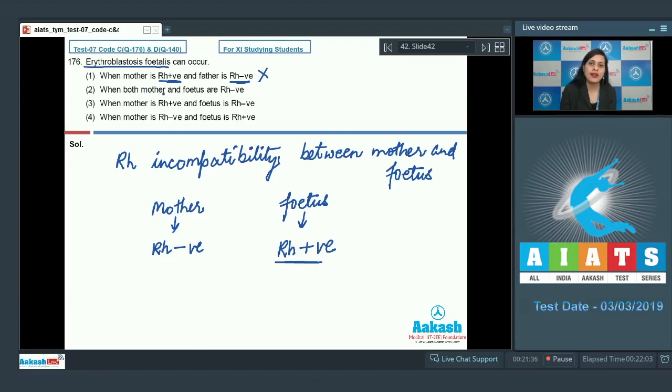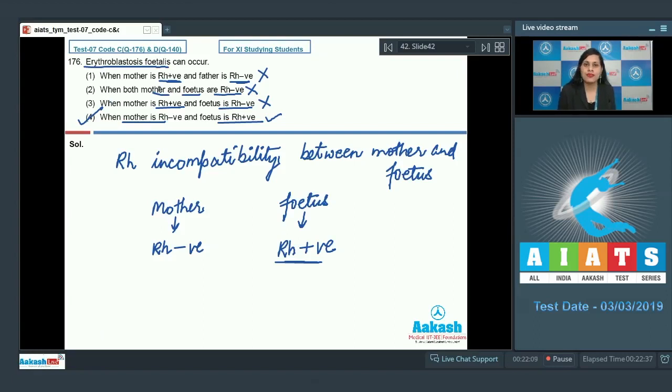The next option is when both mother and fetus are Rh negative, and this is an incorrect option because erythroblastosis fetalis can occur if mother is Rh negative and fetus is Rh positive. The next option is when mother is Rh positive and fetus is Rh negative. This is an incorrect option. And the last option is when mother is Rh negative and fetus is Rh positive. And as it is a correct option, this is the correct answer to our question.